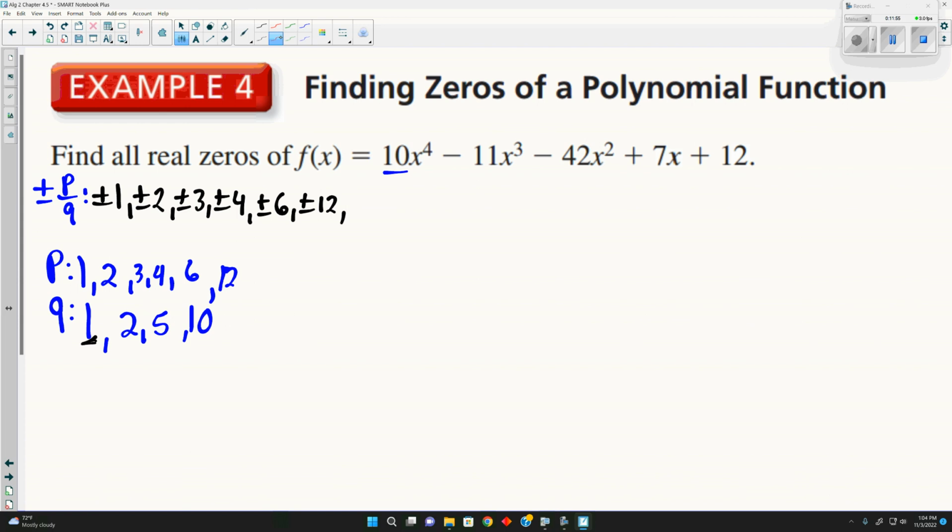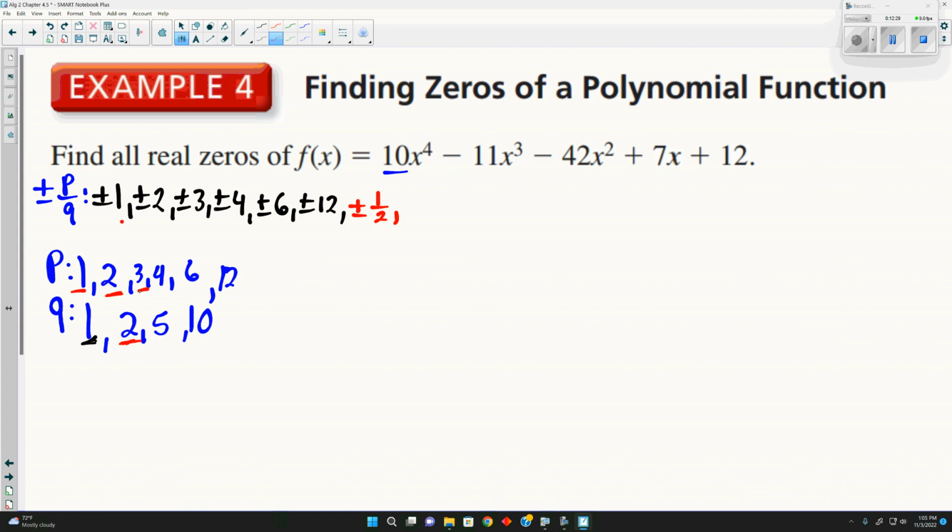Now this is where it changed, and this is why I wanted to move to this one here. Because now I'm going to move over to a q value of 2. So we're going to do 1 divided by 2. There's going to be plus or minus 1/2. Then we can move to the next one. 2 divided by 2 is 1. Do we have 1 listed? We're not going to list it twice. If it's already listed, we'll keep it as that 1 there.